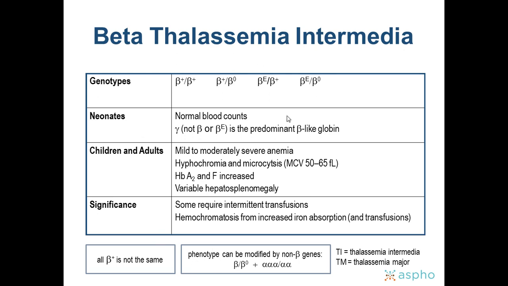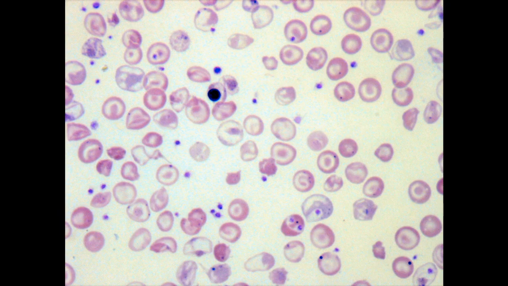Now, how can you get such a range of variation if you only have these 4 combinations? I'm harping on this. And that's because all beta plus is not the same, right? And I'm coming back to this, the phenotype can be modified by the non-beta globin genes, and I think I'll show that on the next slide or the slide after that. This is just an individual with beta thalassemia intermedia. You can see marked anisopoikilocytosis, hypochromia, target cells, nucleated red blood cells. This person's had a splenectomy, you can tell, because of these Howell-Jolly bodies here.